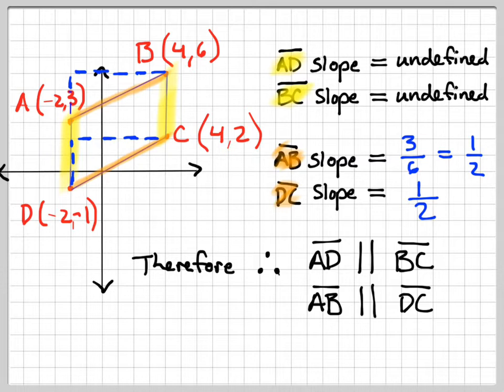And our final conclusion, again, I'm going to use the 3 dot system here. Therefore, the quadrilateral ABCD is a parallelogram.